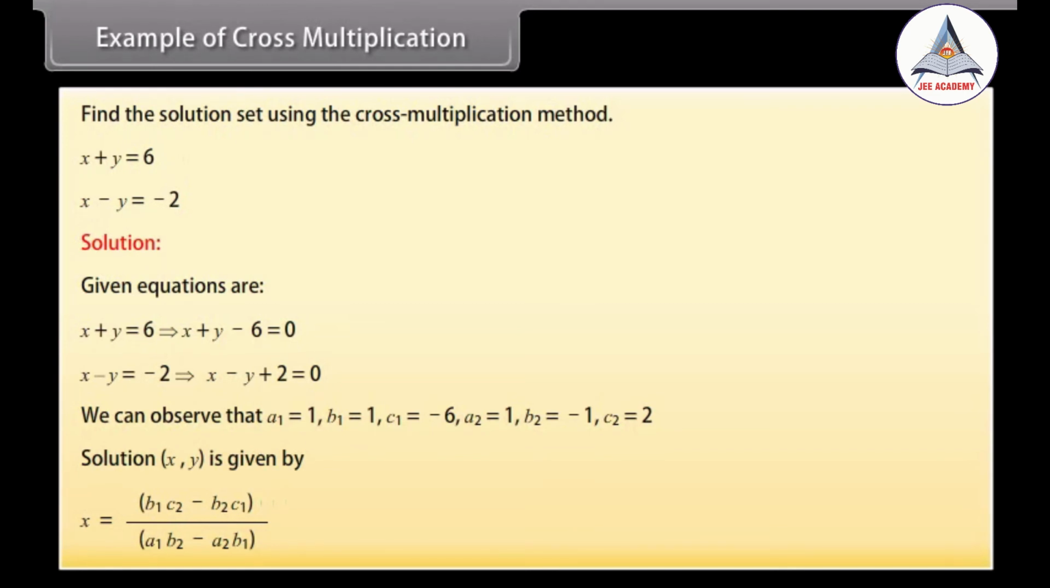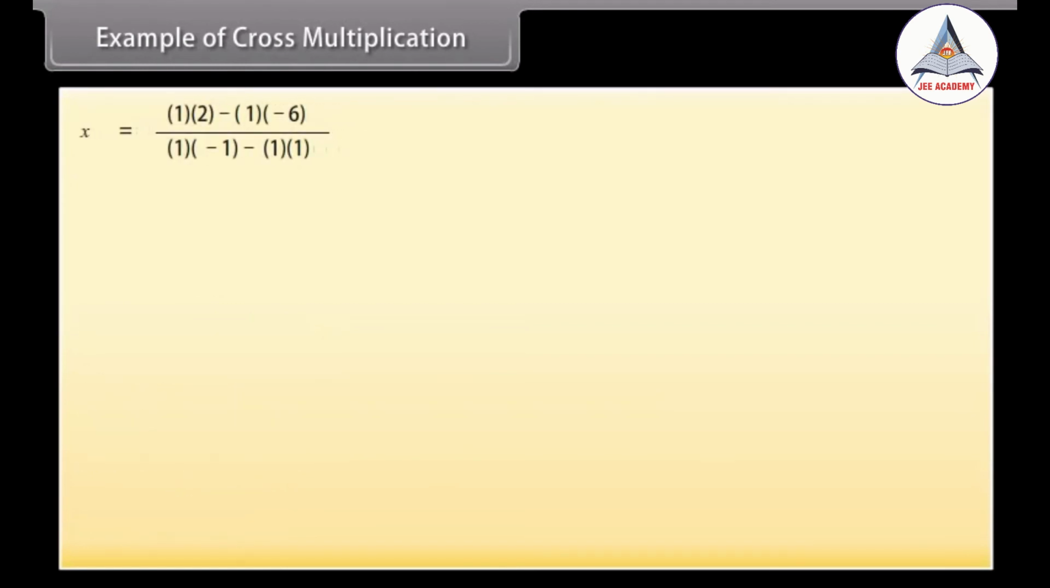Now by substituting the values we get x is equal to (1 into 2 minus 1 into -6) upon (1 into -1 minus 1 into 1). By calculating we get x is equal to 2.